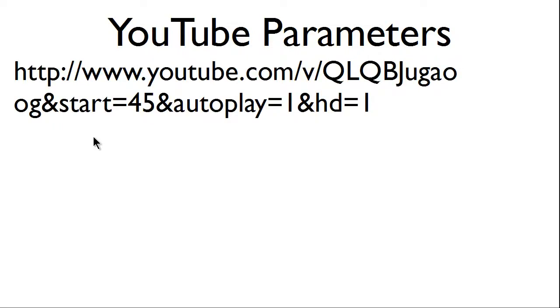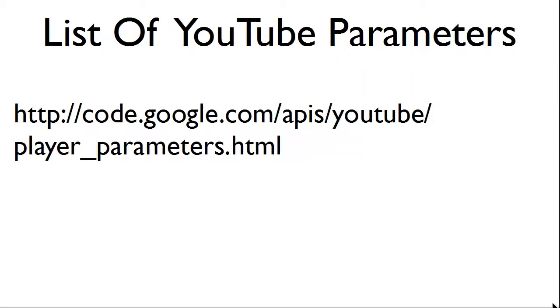Here's an example of YouTube parameters within our link. So here we have our YouTube video, and by placing the ampersand start equals 45, we can start the YouTube video at 45 seconds. Also, by adding an ampersand autoplay equals 1, the YouTube video will automatically play, and we have it set here for high definition. For a list of YouTube parameters, please visit code.google.com, APIs, YouTube, player_parameters.html.